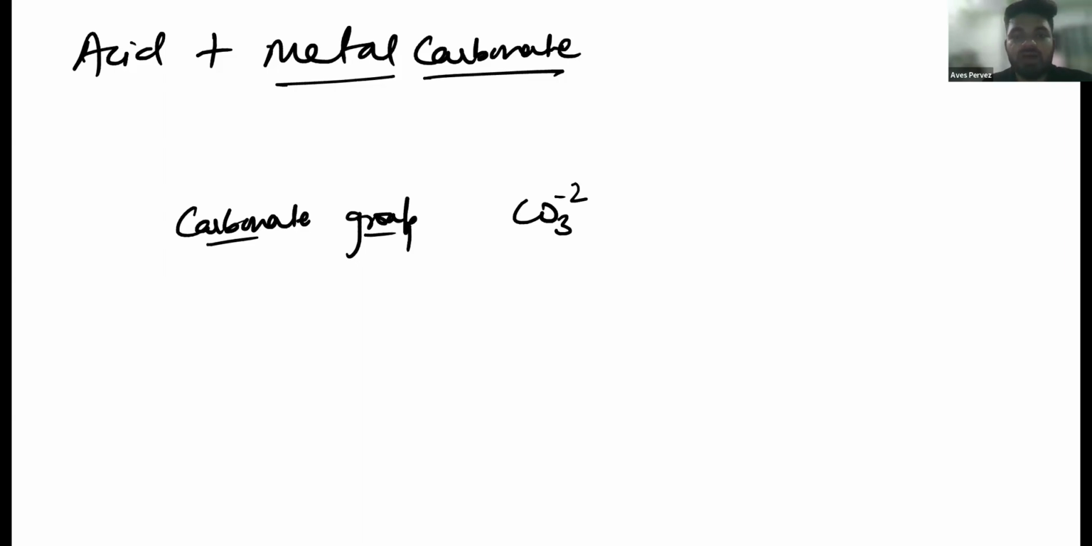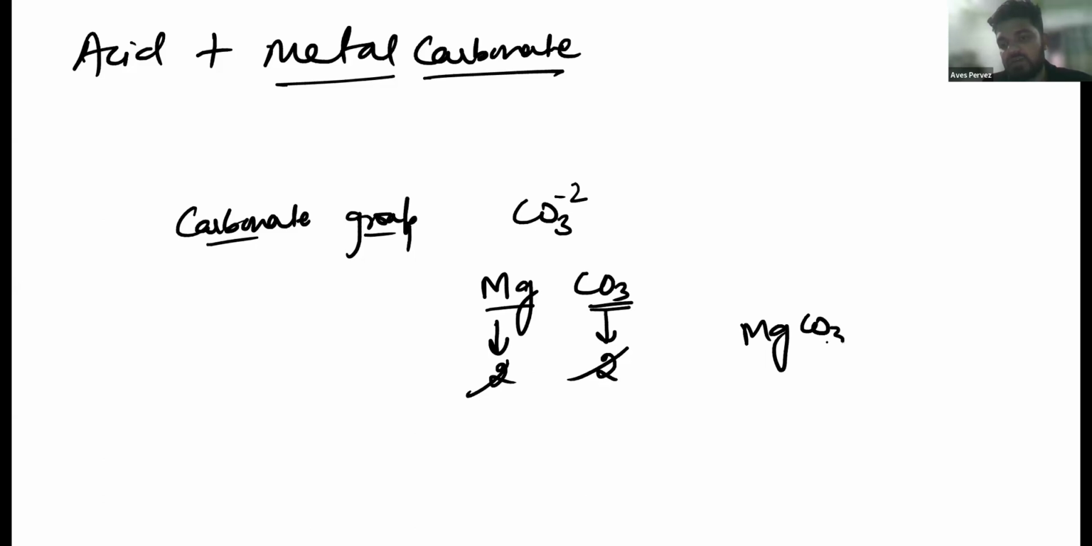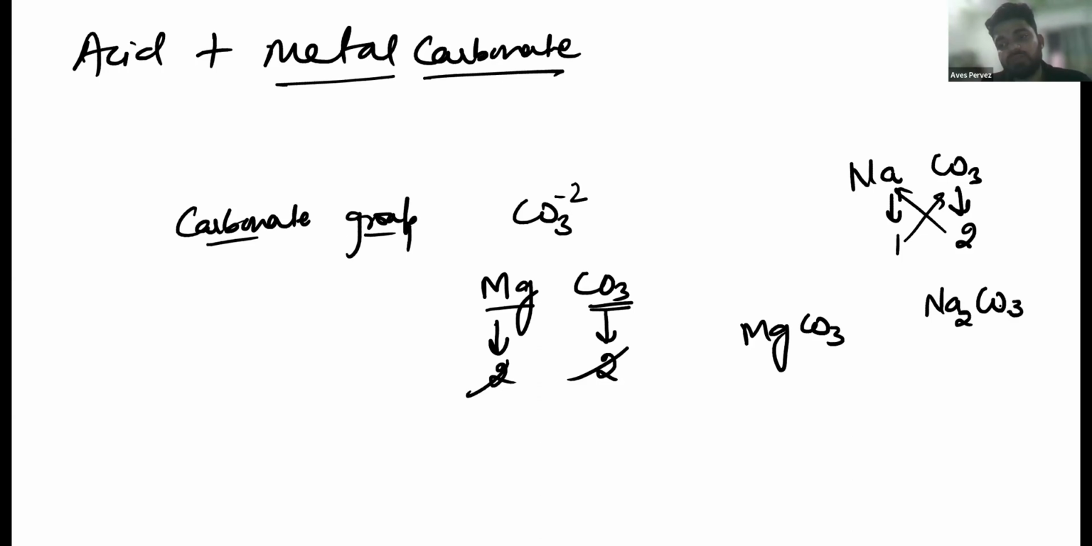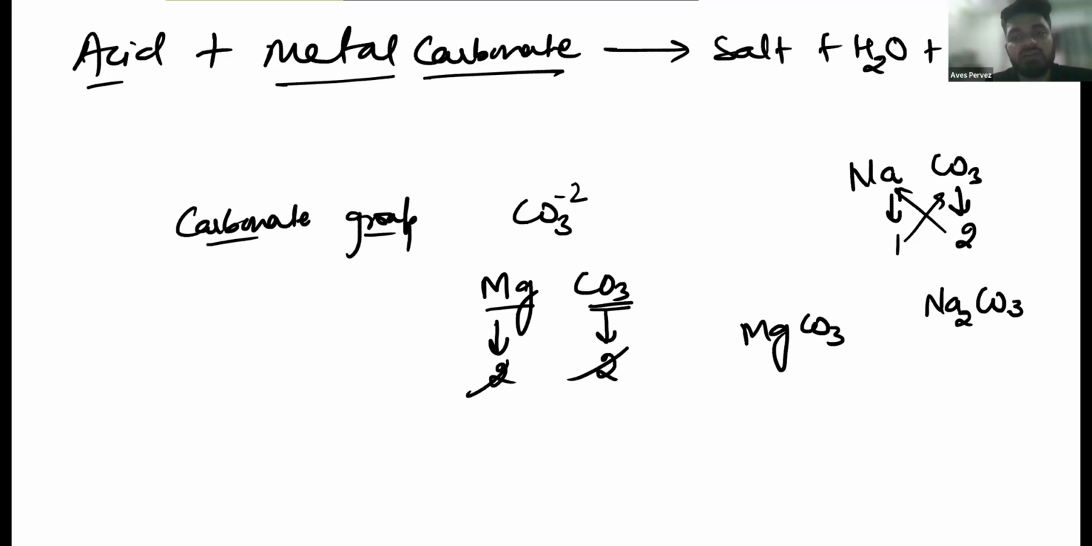Got it? Yes. So now if I have magnesium as the metal and this is the carbonate group, when they join together they form a compound that is MgCO3. Similarly, sodium is metal and this is the carbonate group. This is going to have two valency, it is going to have one valency. So when we cross multiply, we get Na2CO3, sodium carbonate. So when acids react with metal carbonate, they form salt plus water plus carbon dioxide gas. Okay, carbon dioxide is released. You understood?